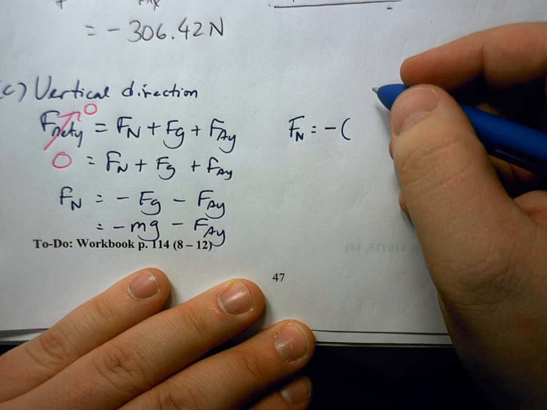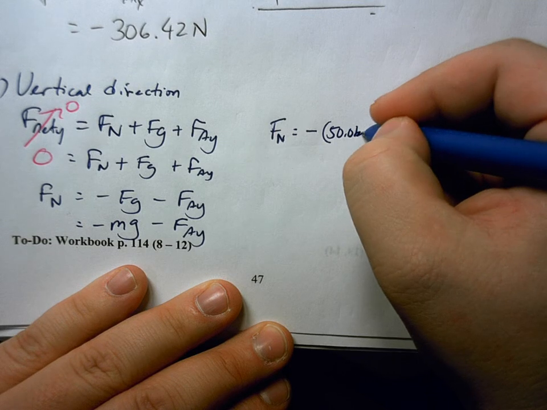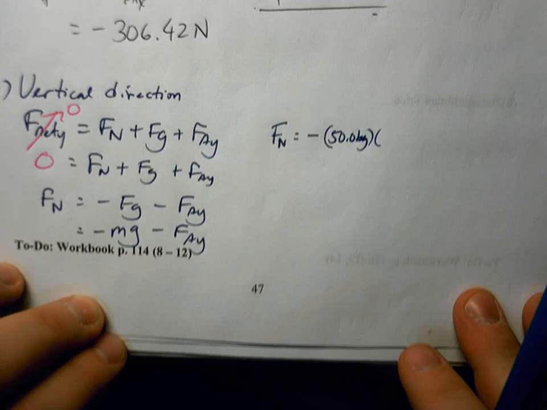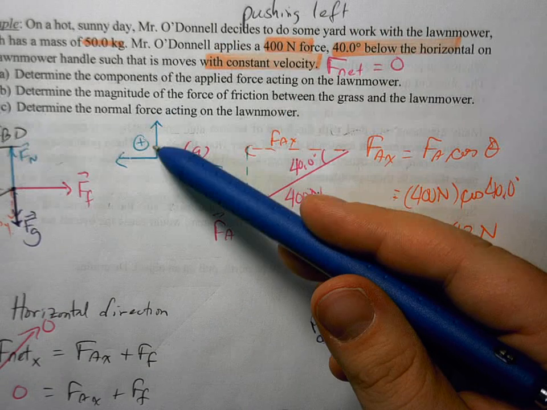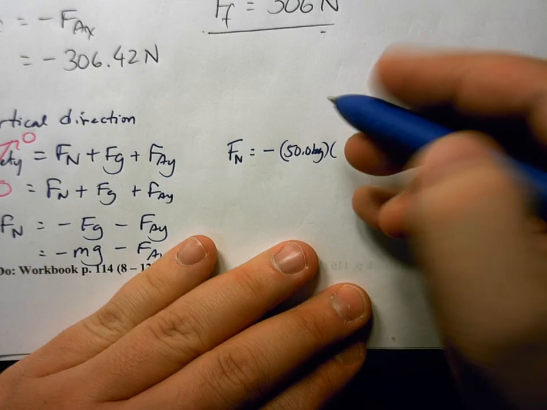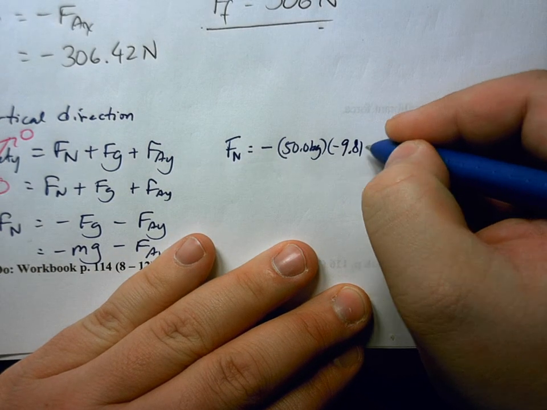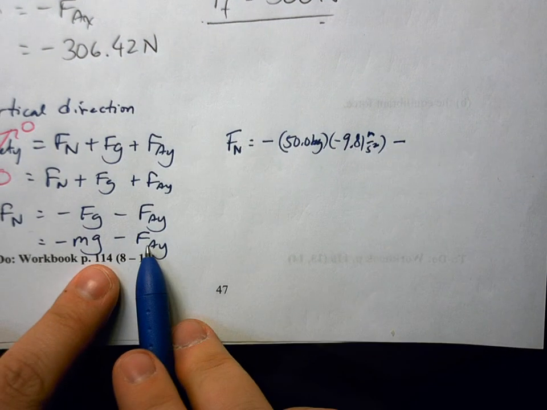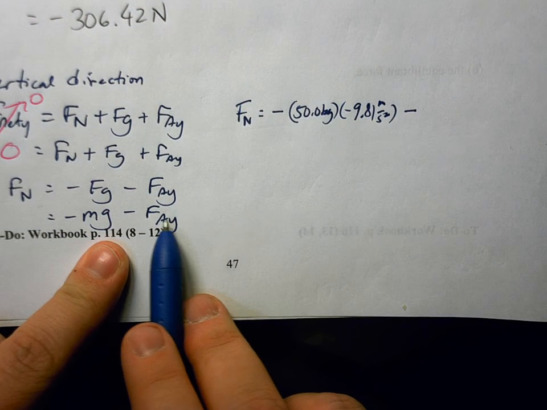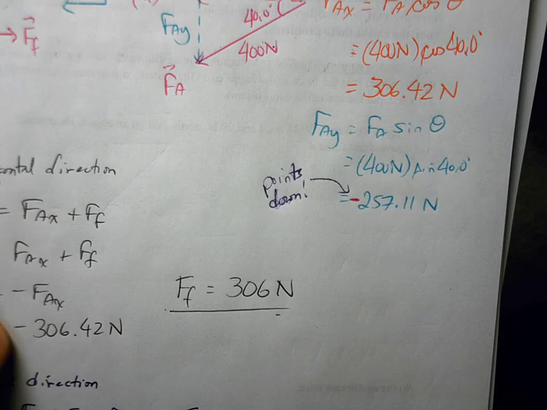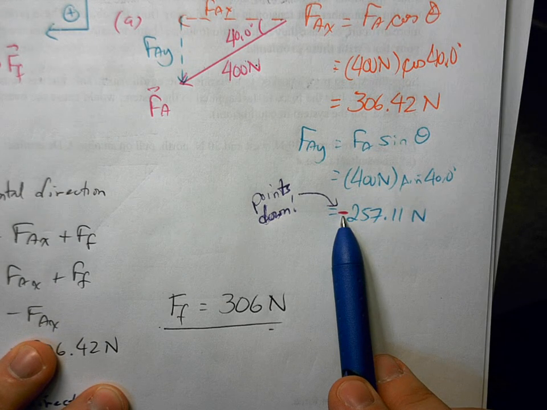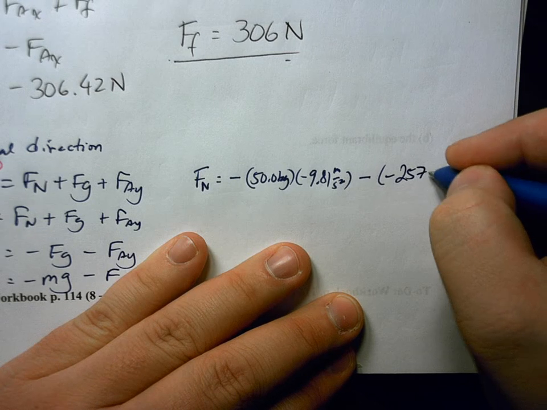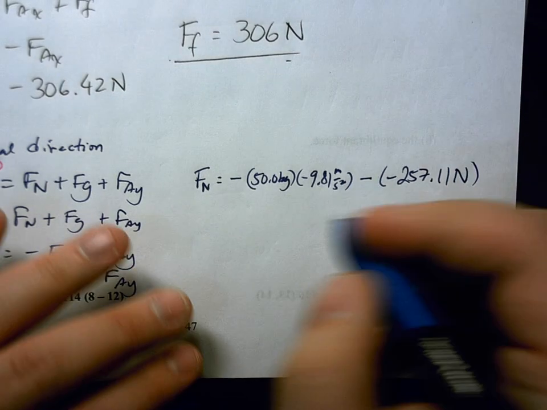My mass is 50 kilos. Now, g is going to point down, and we have called up positive. So g is going to have to go in as a negative 9.81 meters per second squared. And then we're going to subtract off our component, the y component of our applied force. But again, because it's pointing down, we had to put that negative in there. So we're going to be subtracting off negative 257.11 newtons.